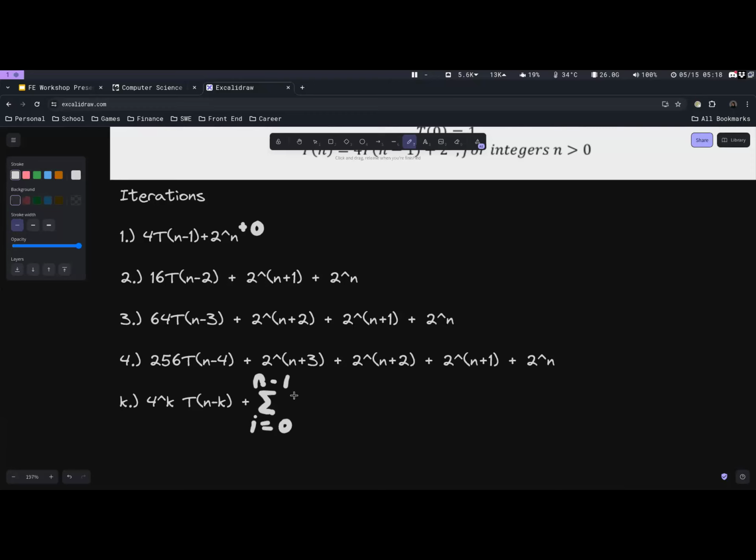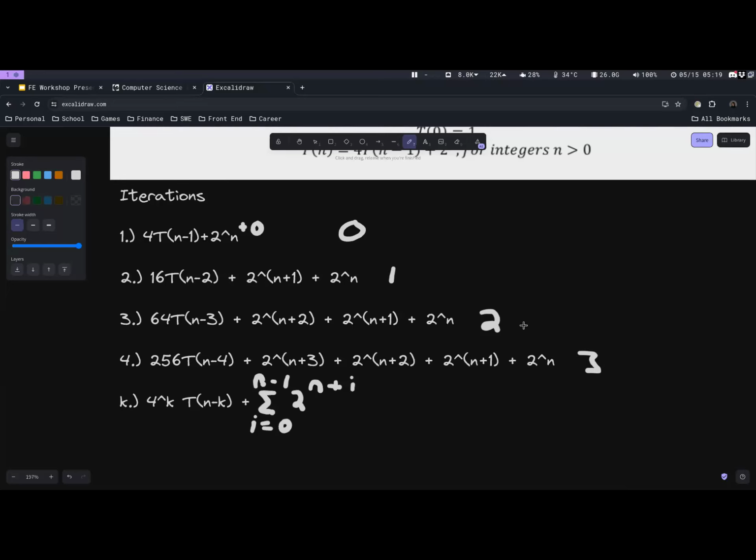We then have 2. That is a big 2. 2 to the n plus i. Right? Because again, on 3, we have 2 up to 2 plus i. The first iteration, this will be 0. Second iteration, this will be 1. Third iteration, this will be 2. This will be 3. That is the value of i because we're starting at 0.